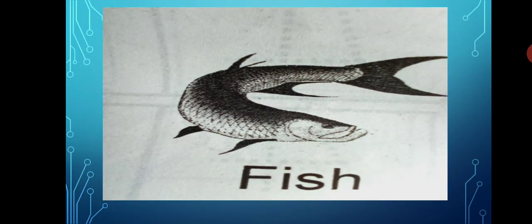This is a fish. A fish is a living thing. It can breathe, it can swim, it can move from one place to another, and it can also die. So, a fish is a living thing.